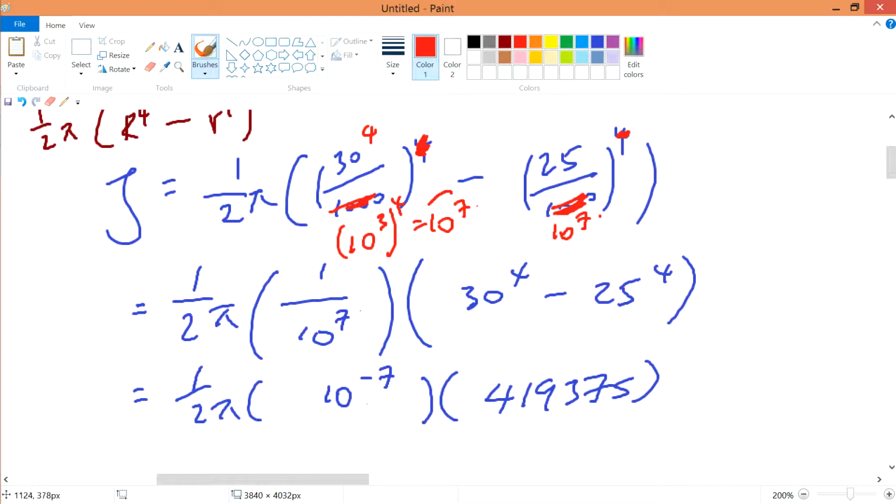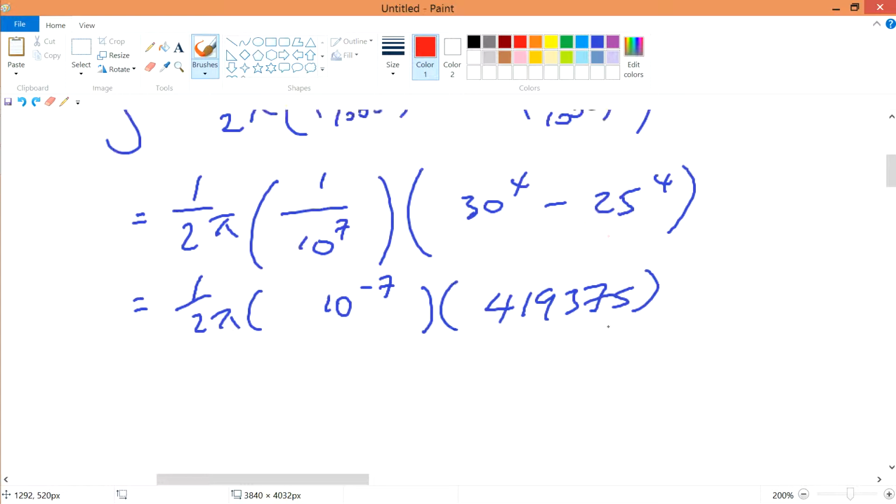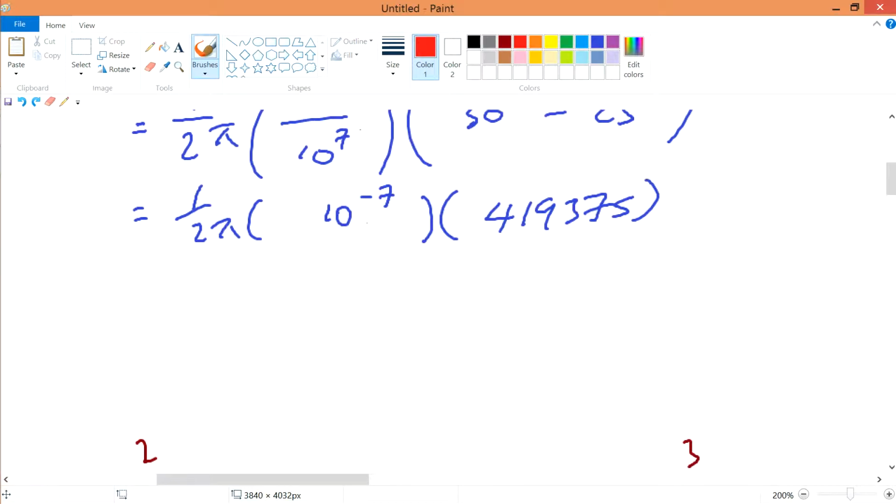Then I can simply factorize out 1 divided by 10 to the power of 7 from them, because it's already within it. So what I have is this. I clean things up a little bit, so what you're left with is only 30 to the power of 4 minus 25 to the power of 4. And we simply type it into the calculator in an easier form.